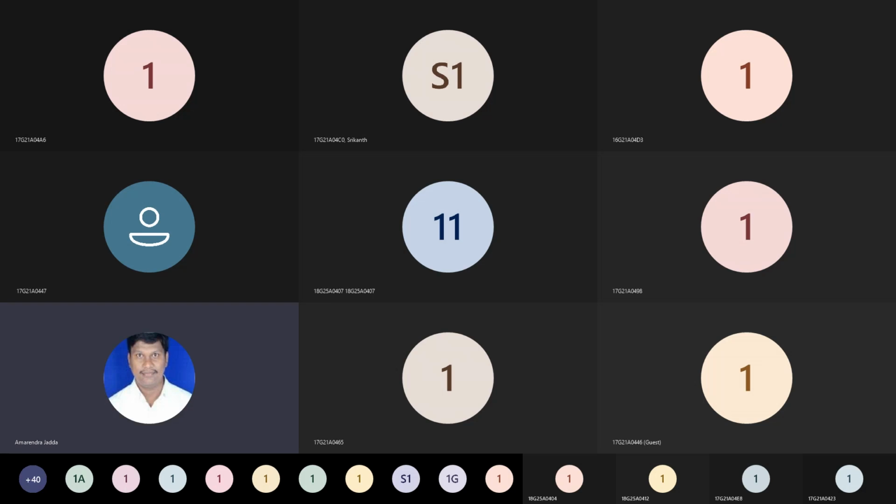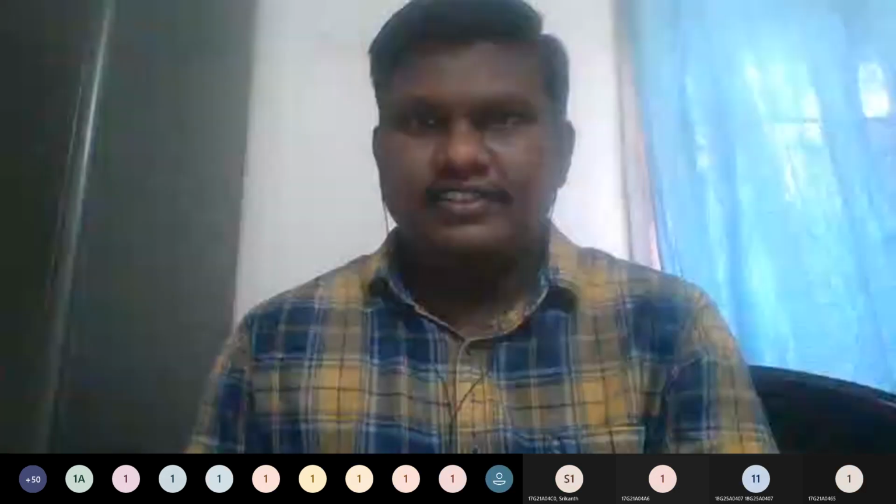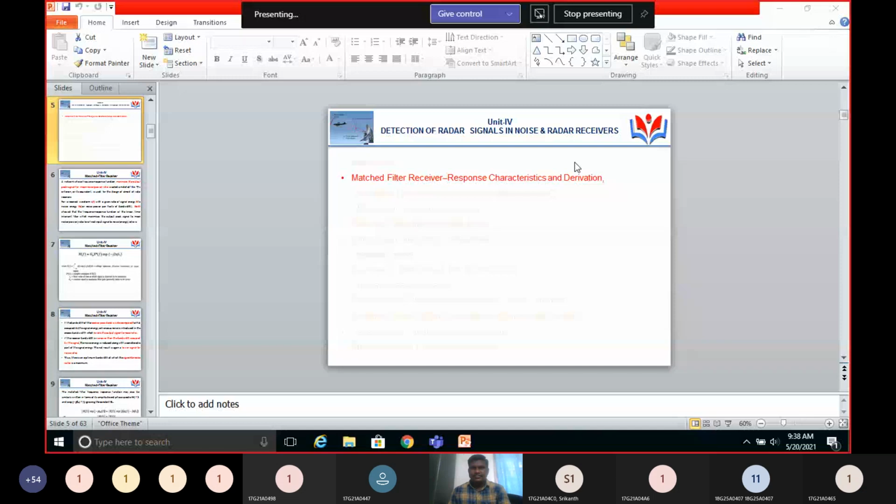Good morning, everyone. This is the second session related to Unit 4, detection of radar signals in noise and radar receivers. So we are dealing with radar detection of radar signals in the noise. The first topic is we have seen the introduction part and what is matched filter. In this class, we will see the response characteristics and derivation.